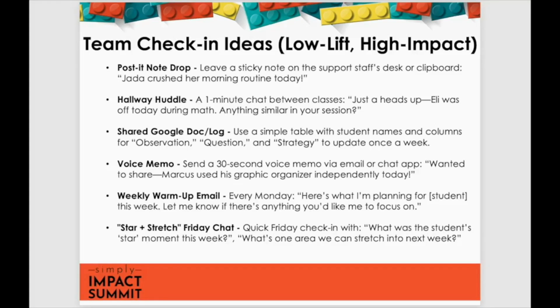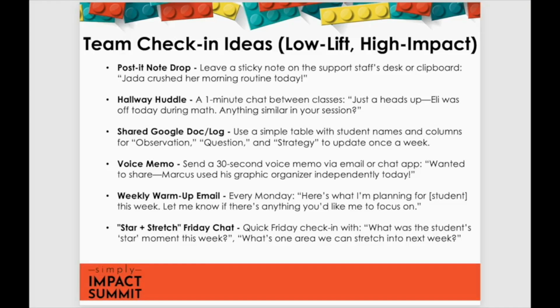Again, love me a good Post-it note. Leave the Post-it note on the support staff's desk, the teacher's desk, or on a clipboard, and just say, student crushed her morning routine today. That is great data. If you can say what specifically they did and be more specific with it, if you were able to keep the work sample, that if they did a worksheet or something in a book or you recorded it, that is just such great data to have.